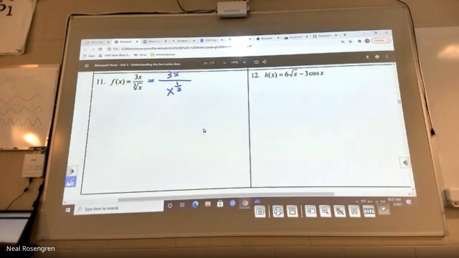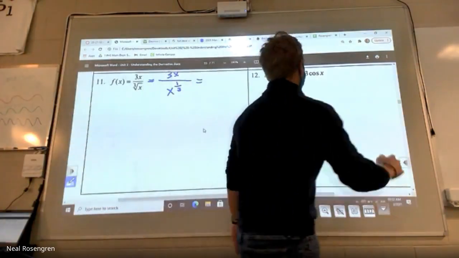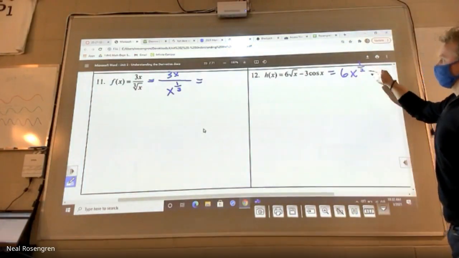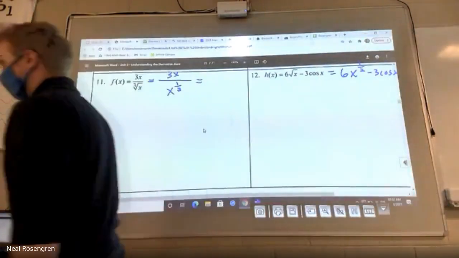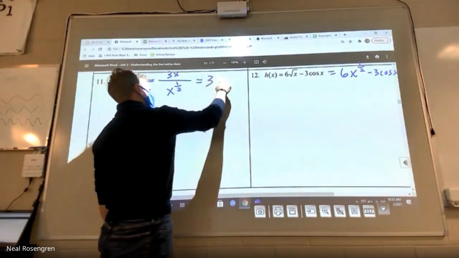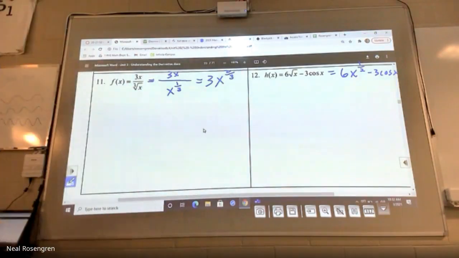Power over roots. But then we're not done. Got to get rid of the fraction. I want to make sure your functions are right. Take a peek now before you move on.